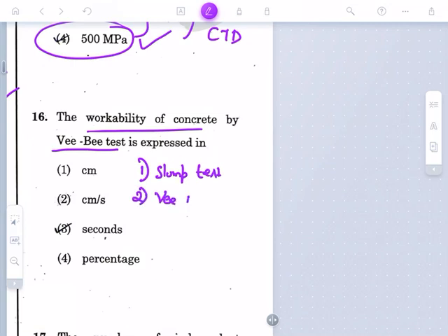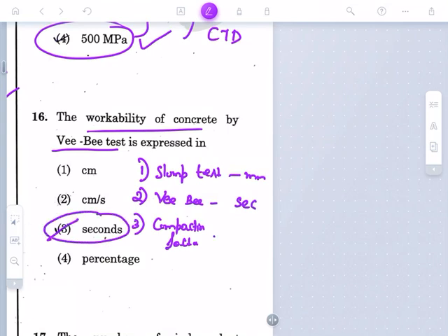This other one is the VB test. The other one is the compaction factor test. In case of the slump test, the test results can be expressed in terms of mm or centimeter. In case of the VB test, the result is in terms of seconds. So seconds, this is the right answer.